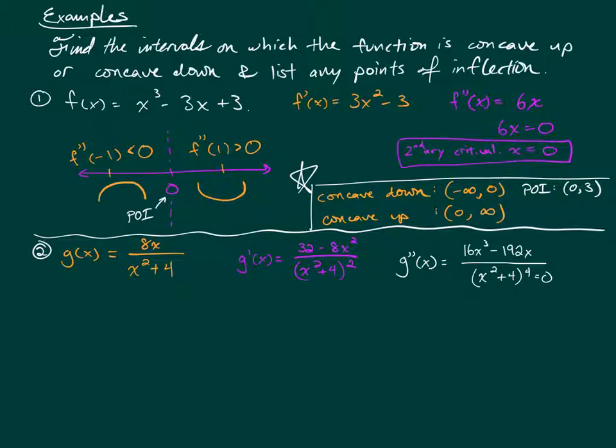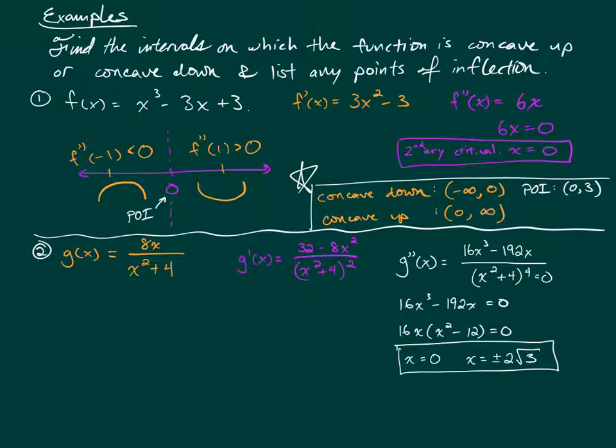So in the numerator, we can set 16x cubed minus 192x equal to 0. It turns out you can factor a 16x out of each term. And so that gives you x squared minus 12 equal 0. And if you set each factor equal to 0, you'll end up with x equals 0 and x equals plus or minus 2 square root of 3. So here are your secondary critical values, which means that on a number line, I have to set up these secondary critical values. So there's one here at 0, there's one here at positive 2 square root of 3, and there's one here at negative 2 square root of 3.